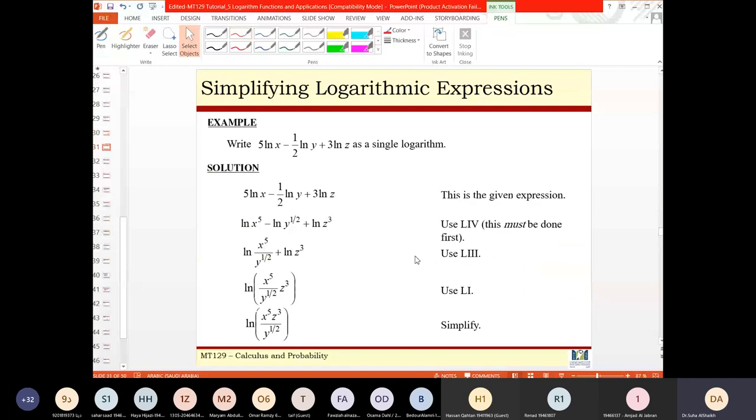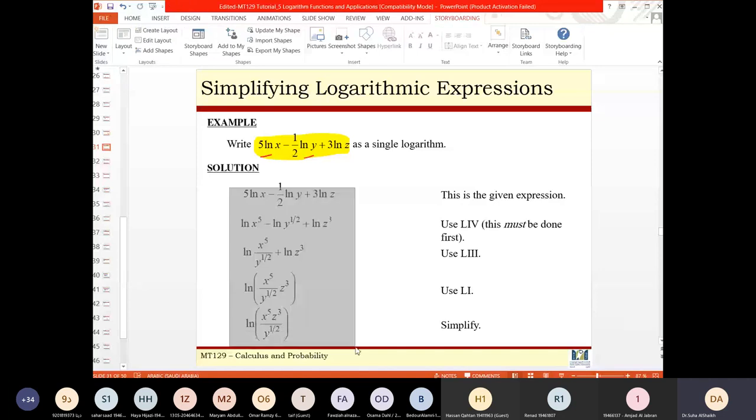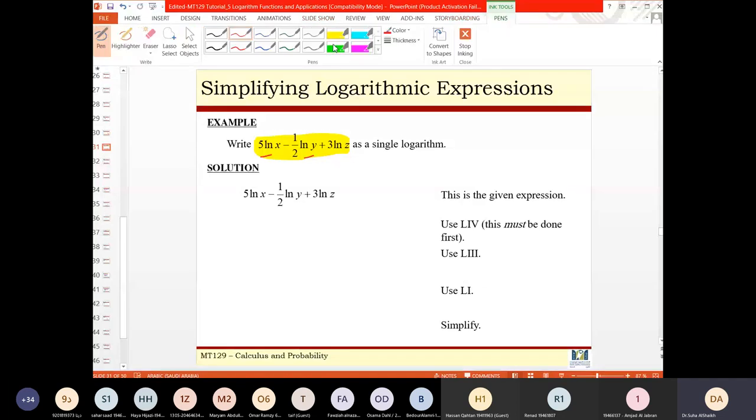So now here we have this example. They want you to write this as a single logarithm. You have 5 ln x, you have minus 1 over 2 ln y, and you have 3 ln z. They want you to write all of this as a single logarithm. The solution is already in the slide. I want to do this myself, so let's see how to do it. Now I have here 5 ln x, half ln y, and 3 ln z.